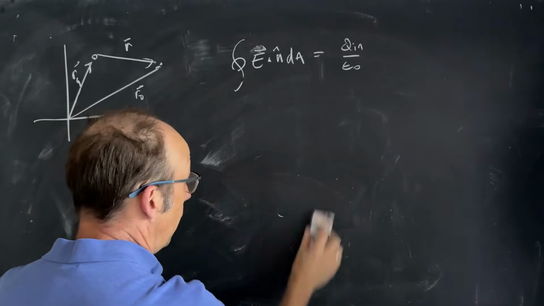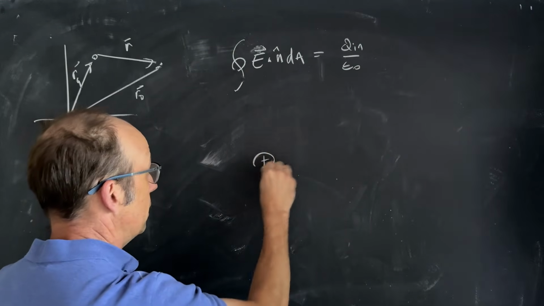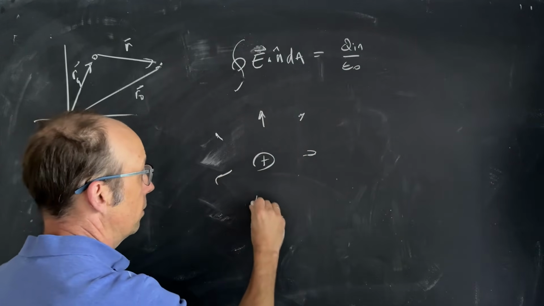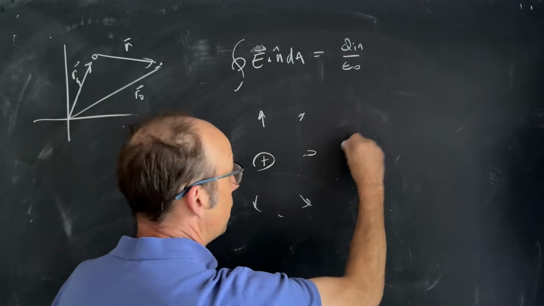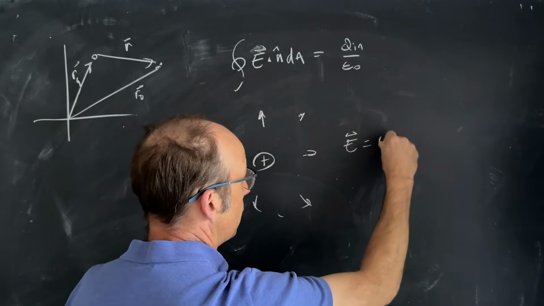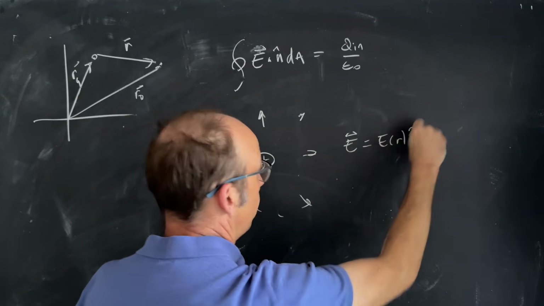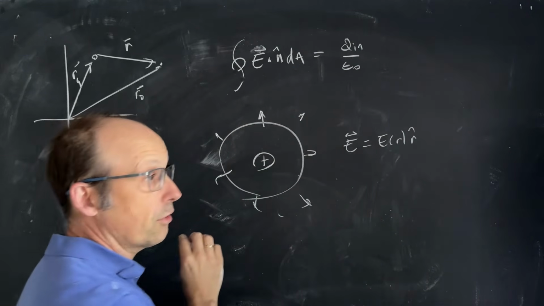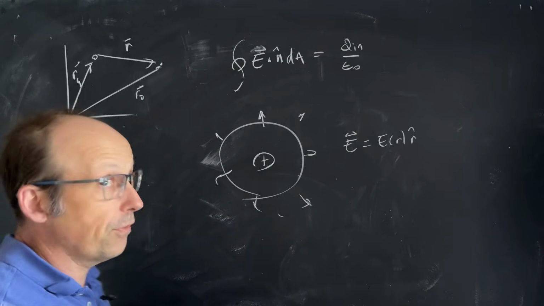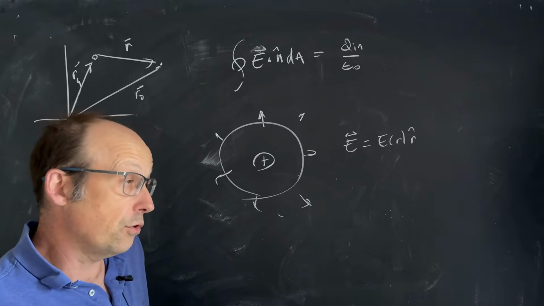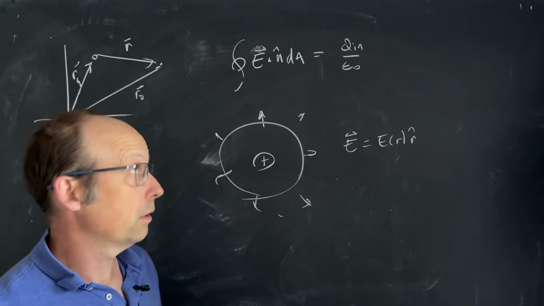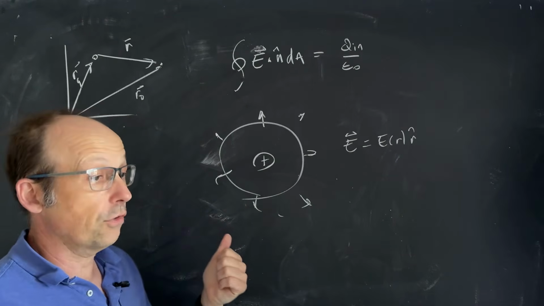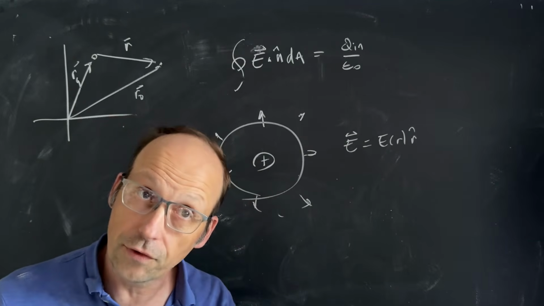Suppose I have a point charge, the easiest case. If I assume a radial electric field, so that E is equal to E of r hat, it depends on the distance away and it's in the r hat direction. I can choose to integrate over a sphere and the integral becomes very easy. So we can use that to get an expression for the electric field. But if you want to use Gauss's law to find the electric field, you have to know something about the electric field first.